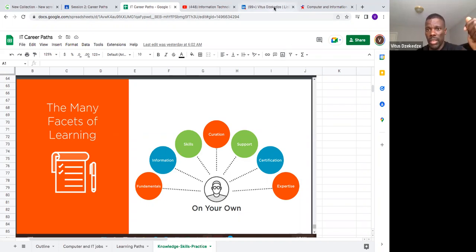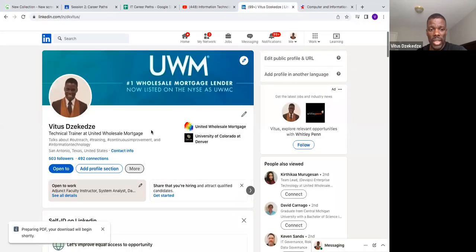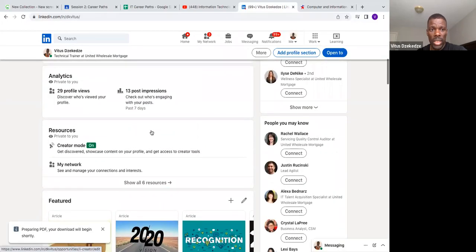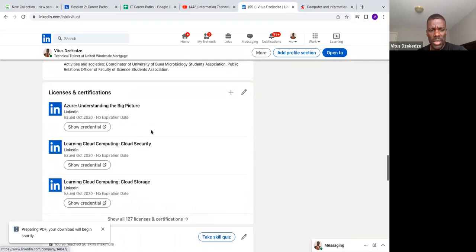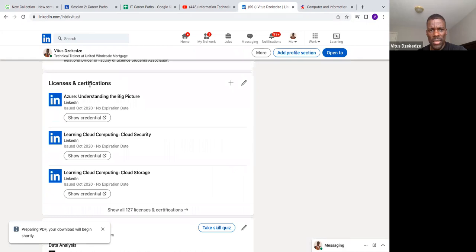I showed you my LinkedIn profile. There are lots of certifications that I have on there. If you go on there and see after experience, education, these are licenses and certifications. These are all licenses and certifications that I have from LinkedIn. Some of them way back when, some of them recent, about 130 of them so far.